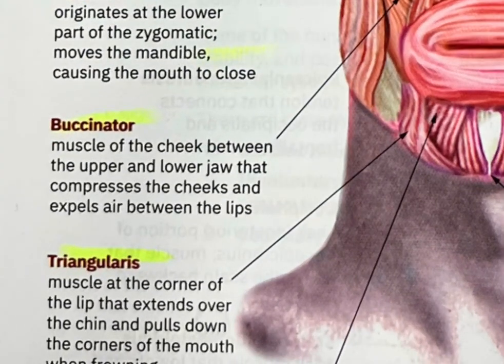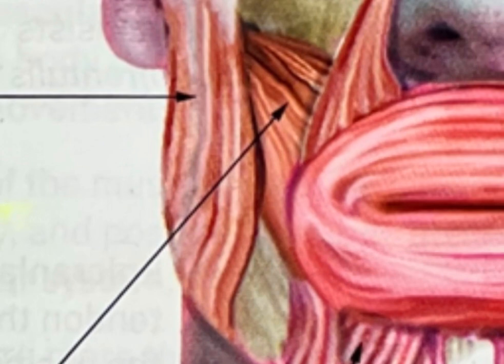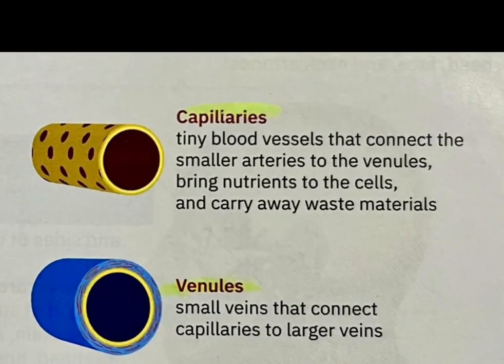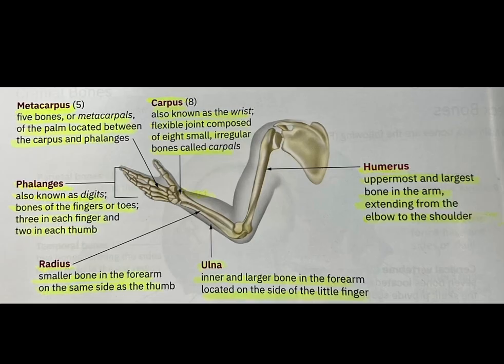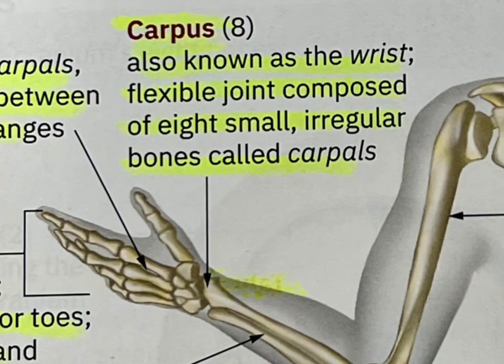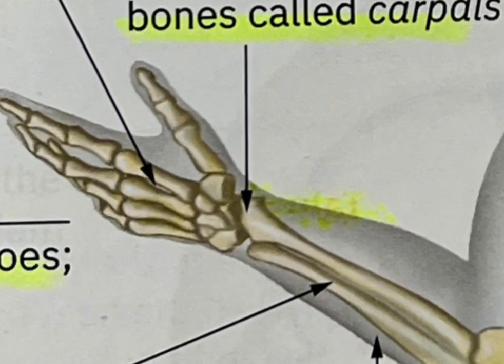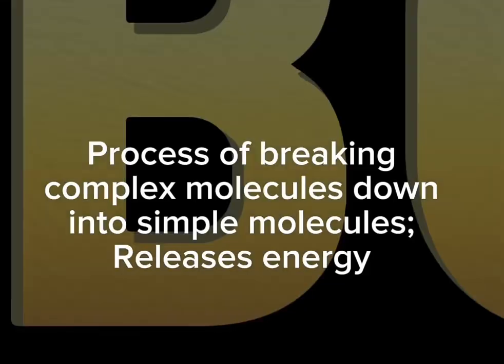Buccinator, muscle of the cheek between the upper and lower jaw that compresses the cheeks and expels air between the lips. Capillaries, tiny blood vessels that connect the smaller arteries to the venules, bring nutrients to the cells, and carry away waste materials. Carpus, also known as the wrist, flexible joint composed of 8 small irregular bones called carpals.